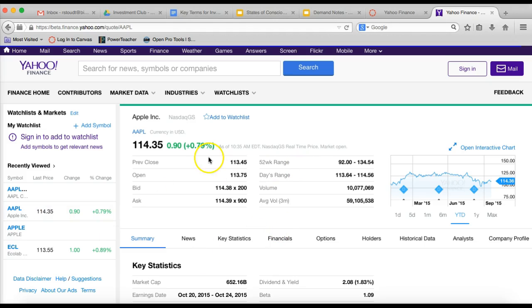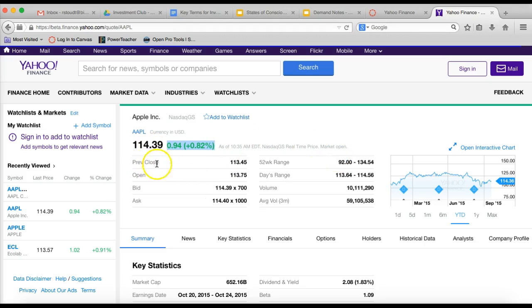So a couple of things to notice on here. These big numbers up here are going to be fluctuating as I'm sitting here talking. The 114.35 is the current price of Apple as of right now, what it's trading at, and as you can tell, it just switched. The green numbers tell you what it has been doing since the last time the market was open, which was last Friday.